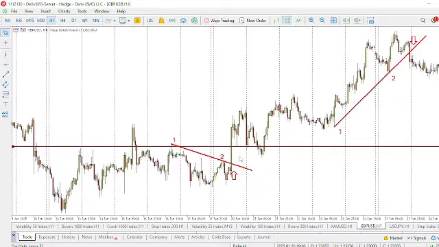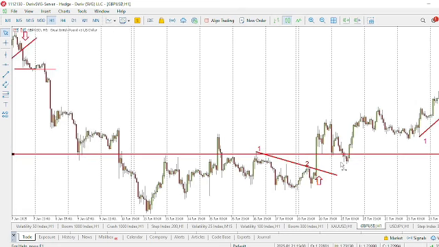So you enter the trade at the breakout of the trend line, but in most cases, if you have to wait for this candle to close, you have already missed that trade because the distance from the stop loss is too much.